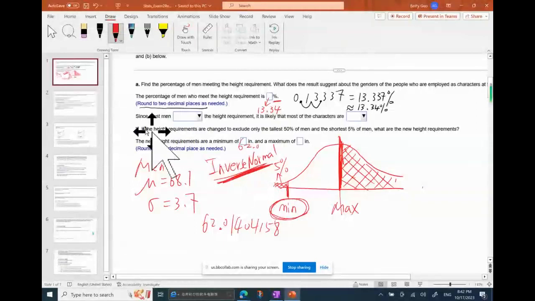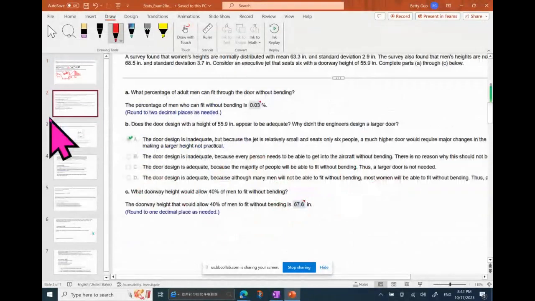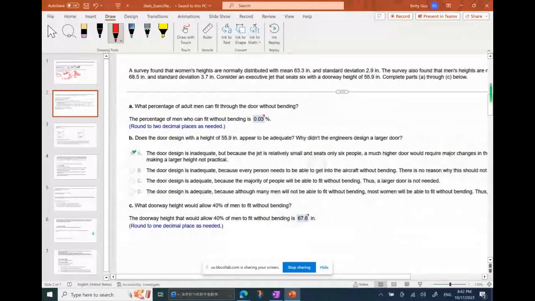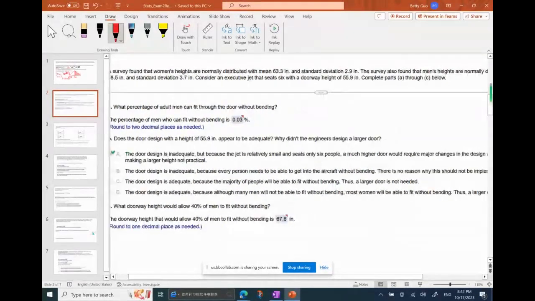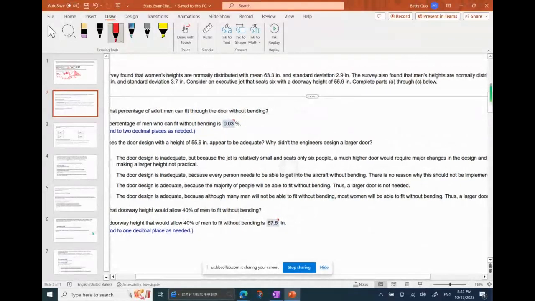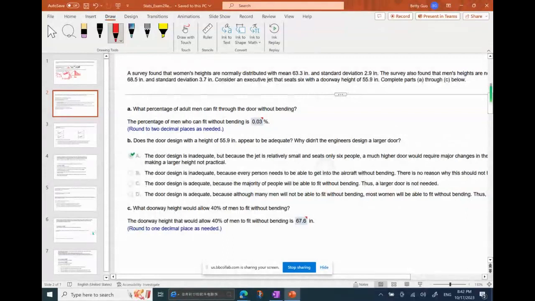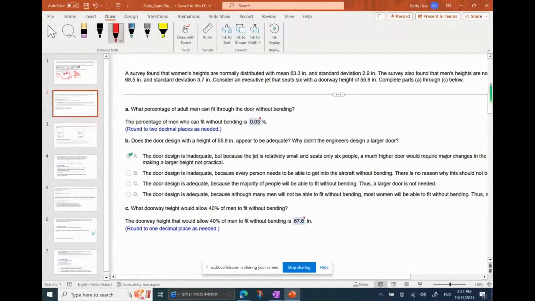And that's that. First page. Second page. Let's see this question. A survey found that women's height. Oh, different question, right? And then men's height. Okay. Consider an executive jet that has a doorway height. Okay, this is the height. Complete part A through part C.